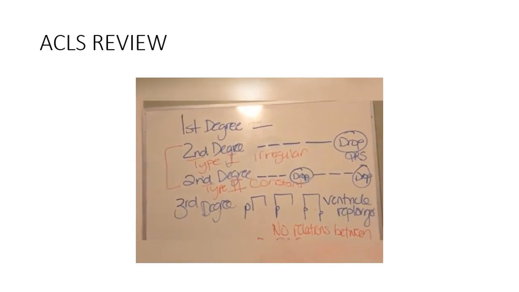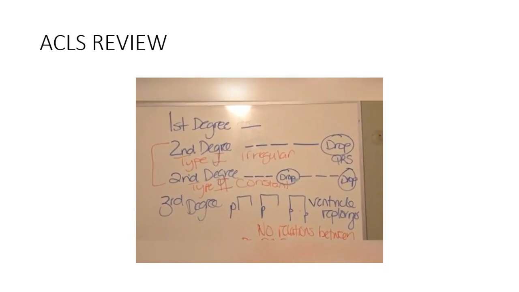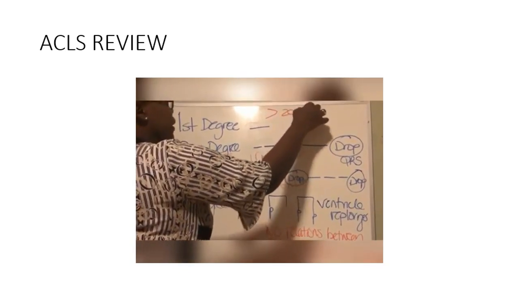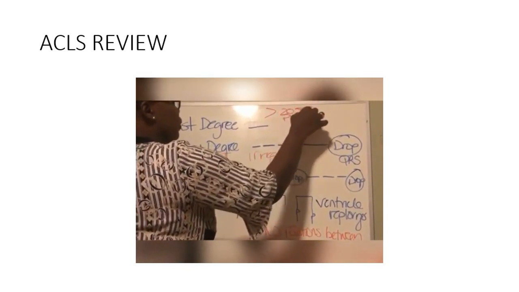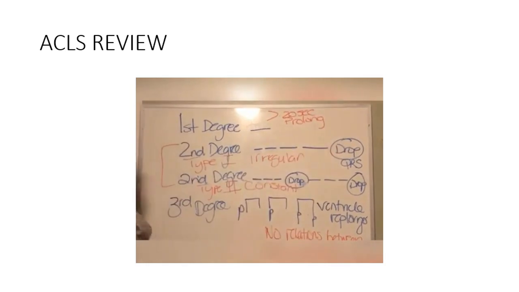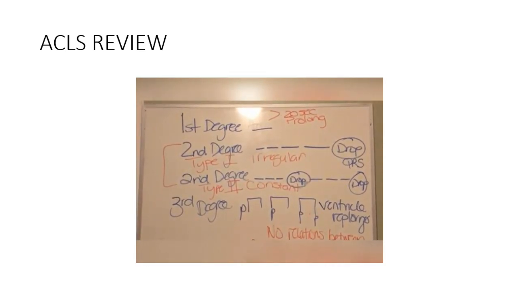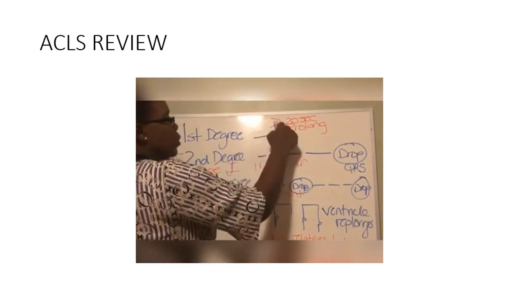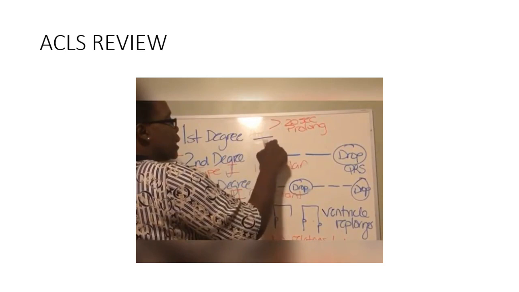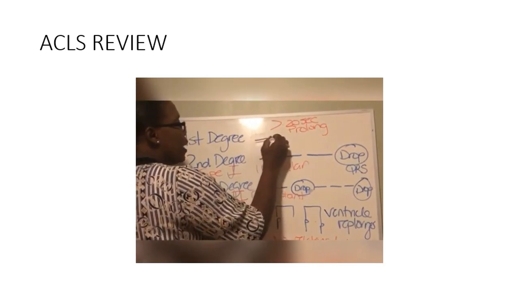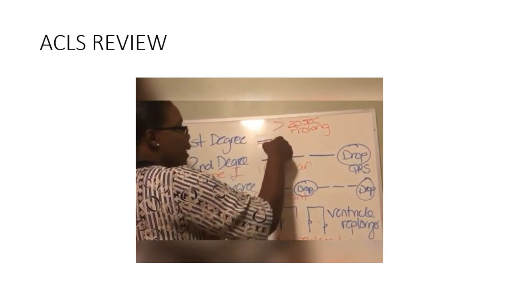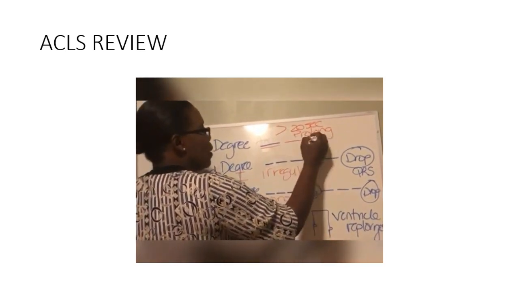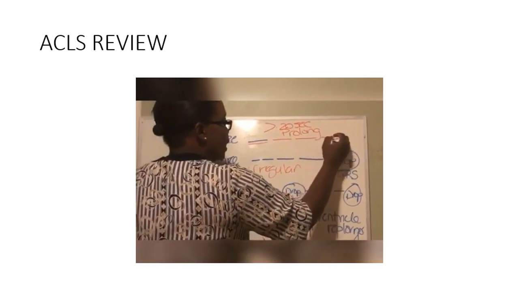In your first degree, your PR interval is prolonged. It's greater than 0.20 seconds. Not only is it prolonged, it is a constant prolong. Just say this is 0.25. You see that there? So you have a P, then your QRS, then you have your P again. It's going to be the same 0.25, constant.